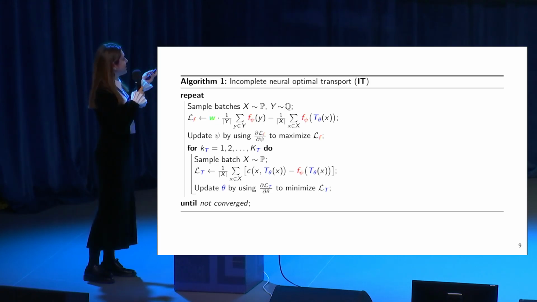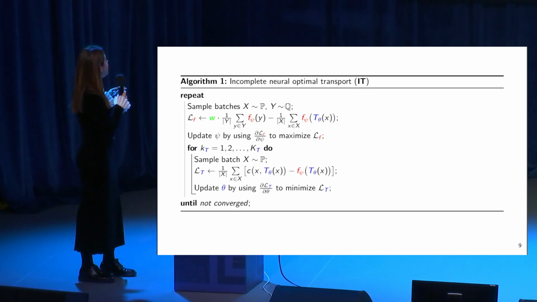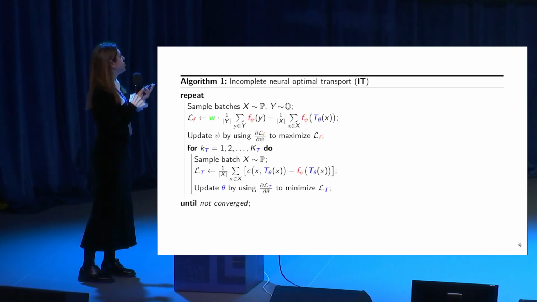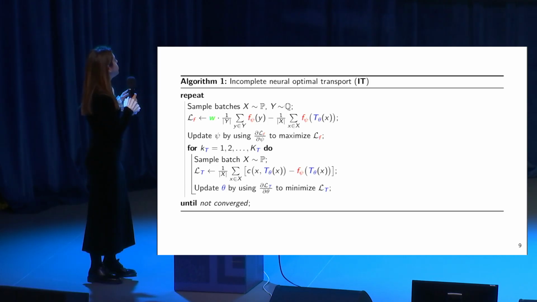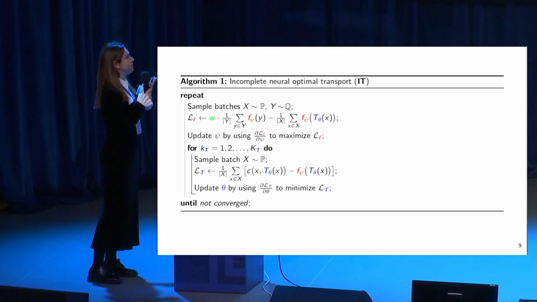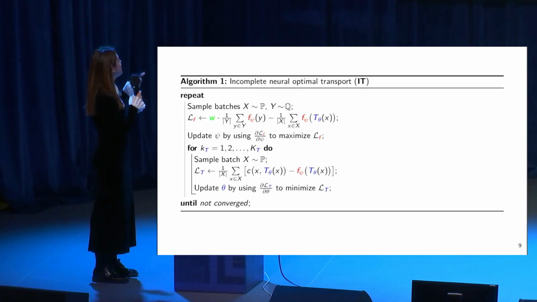So these are the details about the algorithm. As you can see, it is a standard way to parameterize the potential and the transport map as two neural networks, and then use the gradient descent-ascent algorithm. In our case, it is ascent-descent, when optimizing these neural networks.